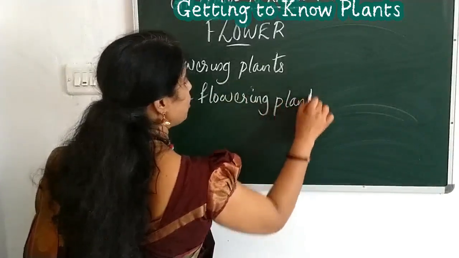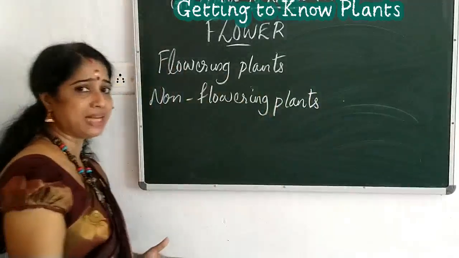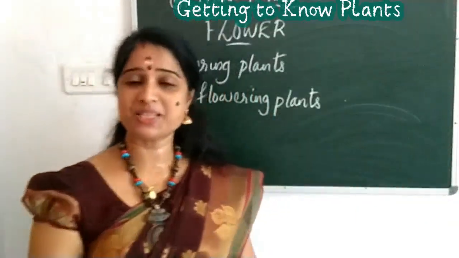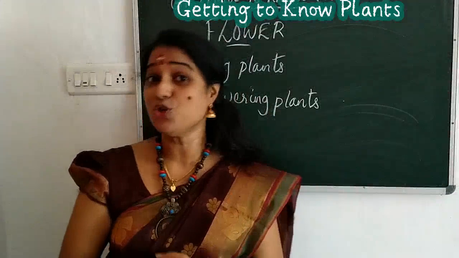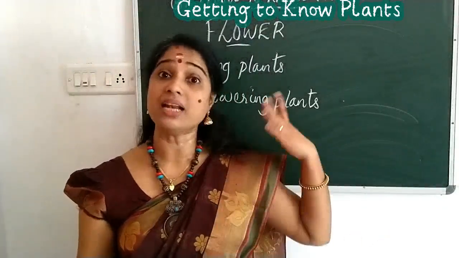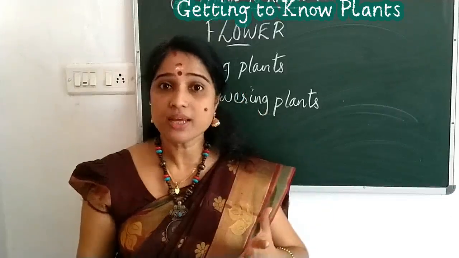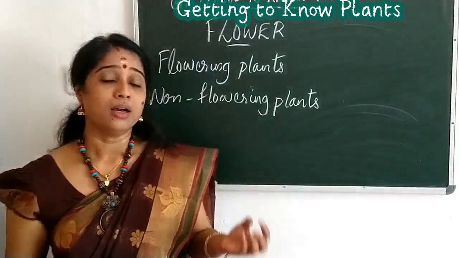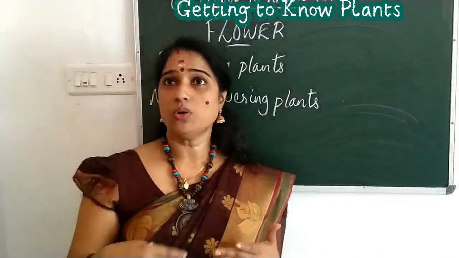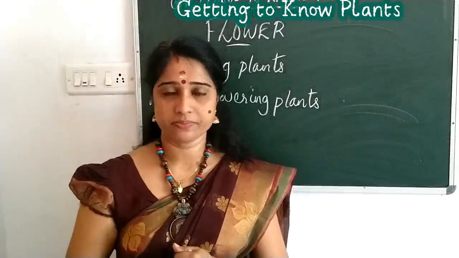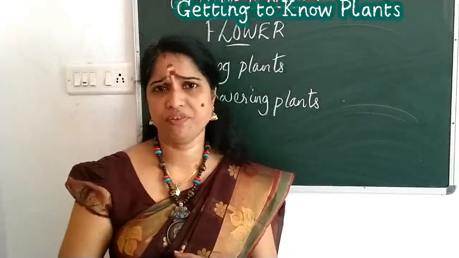Flowering plants are plants that produce flowers. Very easy to remember. Non-flowering plants are plants that do not produce flowers. For example, algae, pine tree, and mosses. You can look at the board, the examples are there. These are some of the examples of non-flowering plants. They do not produce the flowers.